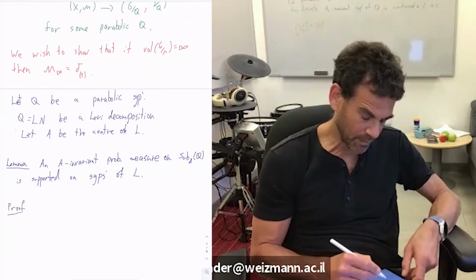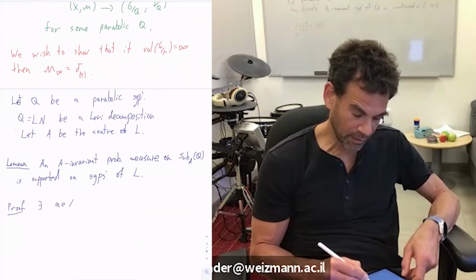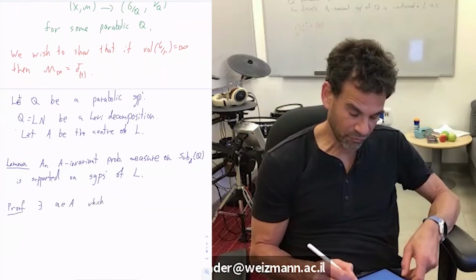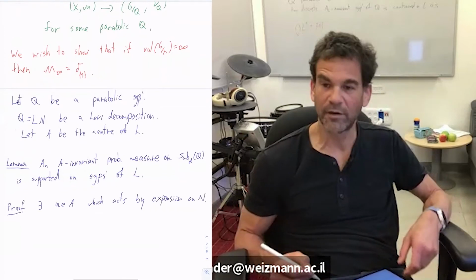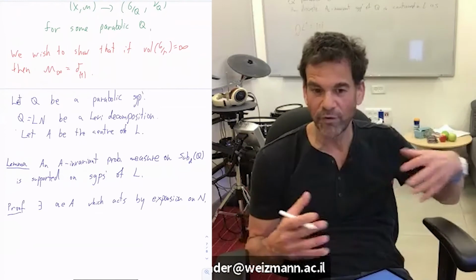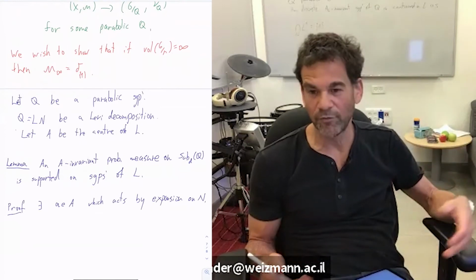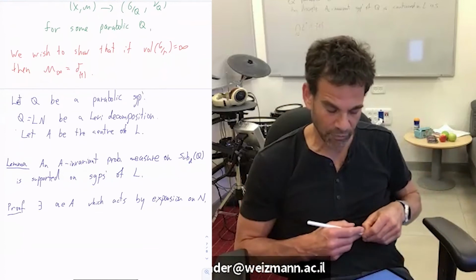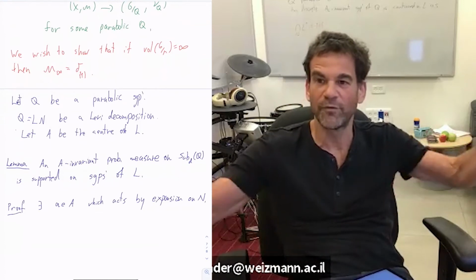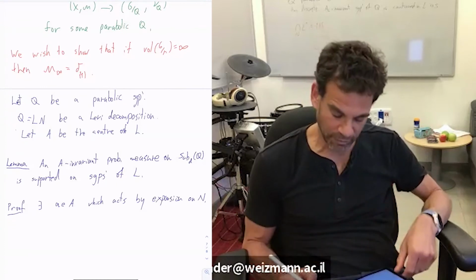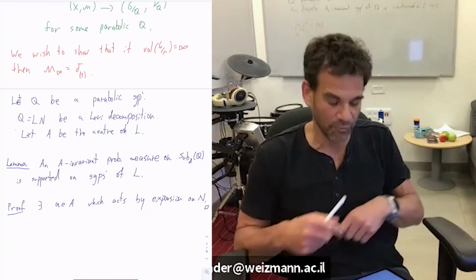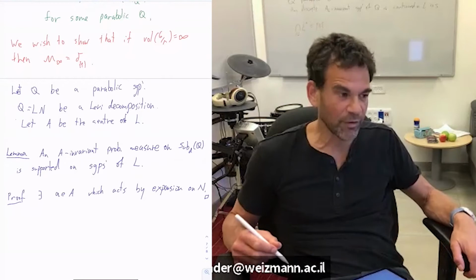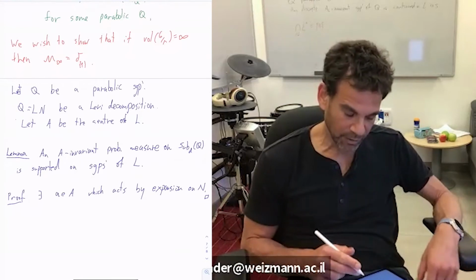Proof. There exists A in the center, which acts by expansion on N, on the unipotent radical. You can find such a thing, and therefore, if with non-trivial probability you intersect N, or you don't intersect L, then you can push this stuff to infinity. So this is, if you want, the intuition for this lemma. The proof itself is not one line, but maybe seven lines in the paper. So such a measure must be contained in L.